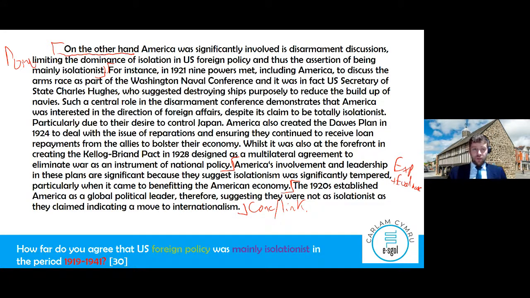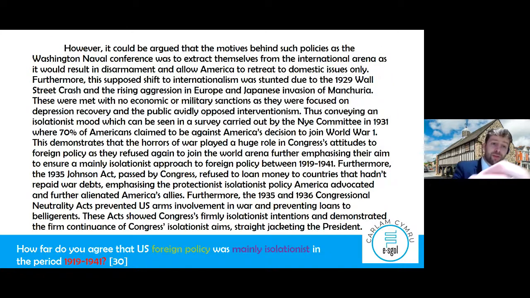So, note now the beginning of the next paragraph. However. So if we think about it, I'm going to squeeze this in the side, right? Initially, we had two paragraphs that were for and for. They are for the argument that America was mainly isolationist. Then we had the one that was against, that suggested America wasn't mainly isolationist. Now we are going back to a for. So note that as we get to the next one, we'll note it again, see where it's going, see where it's moving.